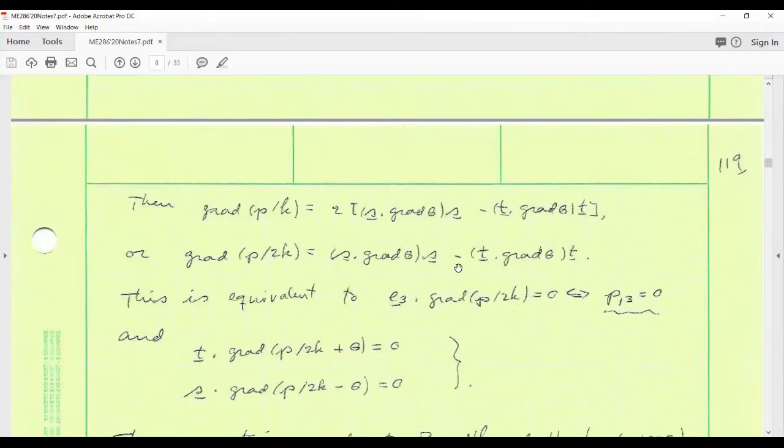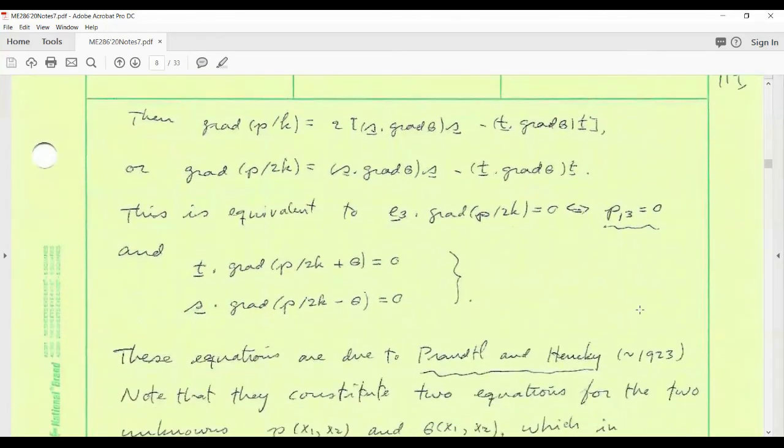Okay, so this is a vector equation. I can project it along E3, for example. Take a dot with E3. The dot with E3 dot s is 0 and E3 dot t is 0 because they lie in the plane. So we get E3 dot grad p over 2k equals 0. K is a constant. That just tells you the pressure does not depend on x3. It's only a function of the cross-sectional coordinates, x1 and x2.